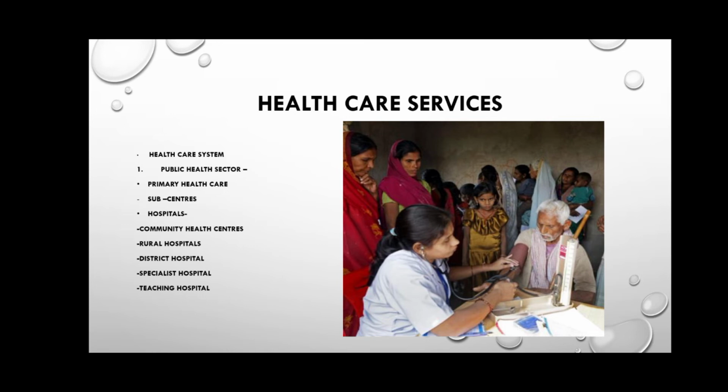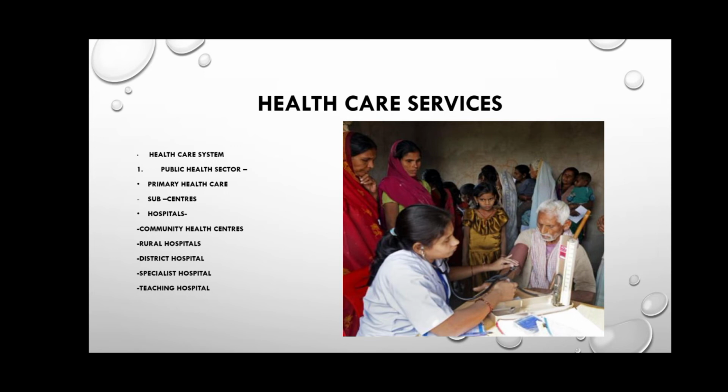So from the base, the hospitals are divided into five: community health centers, then rural hospital, then district hospital, then specialist hospital, and at the top, teaching hospital, meaning the academic national hospitals.